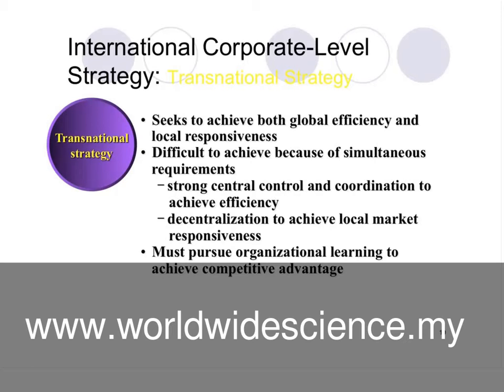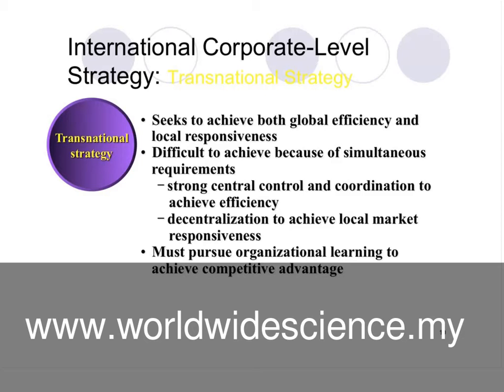So basically, this is when you have global and local. So you want to be global and the same time local, and it's difficult to achieve simultaneous requirements, like a strong central control and at the same time decentralization to achieve local. So basically what they have is the headquarters, of course, making the big decisions, the big brain of the company, but at the same time other local markets, they have their own headquarters, they have their own decision makers.